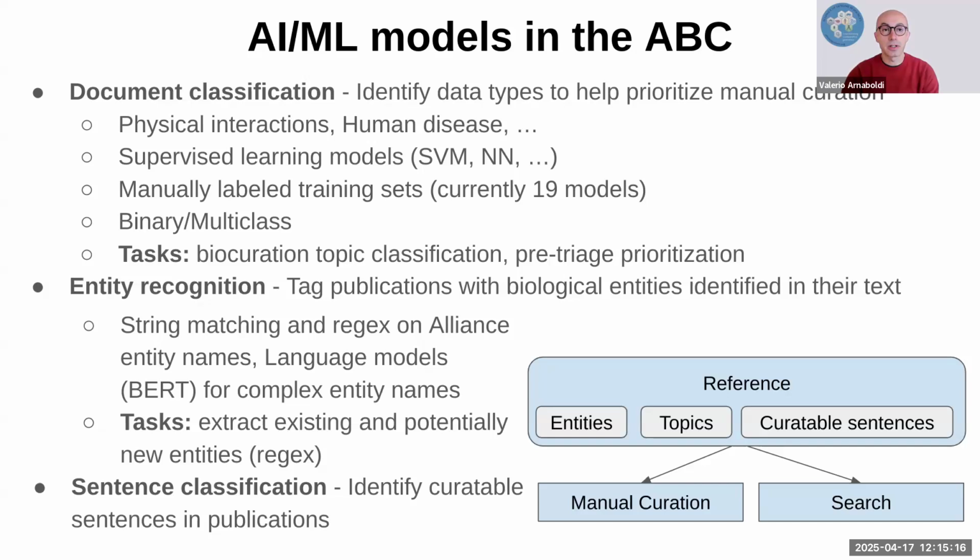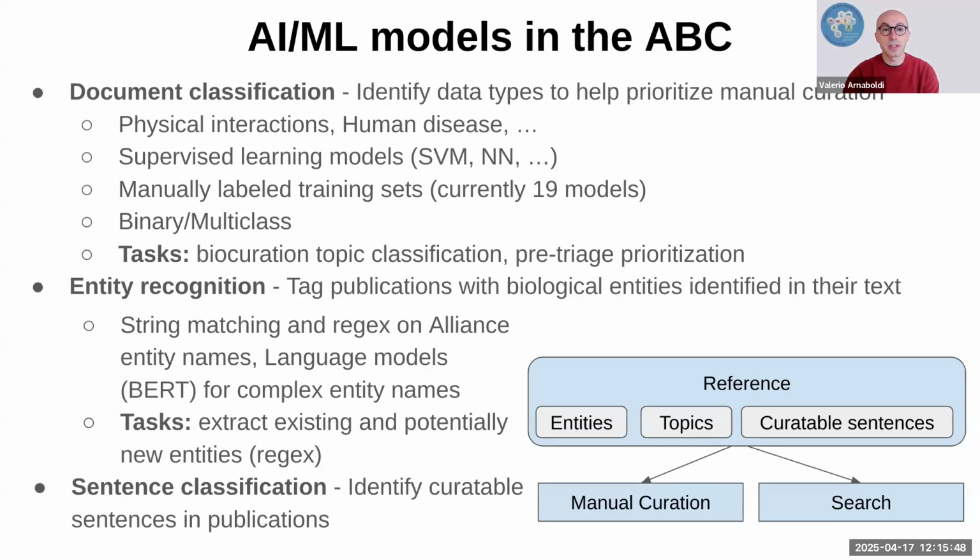And we train these models on manually labeled data sets collected by professional biocurators. At the moment in production at the Alliance, we have 19 models for different MODs, part of the Alliance, and we are constantly working to train new models. These types of models can be binary classifiers, able to tell you whether a specific data type is present or not inside a publication, but can also be multi-class.